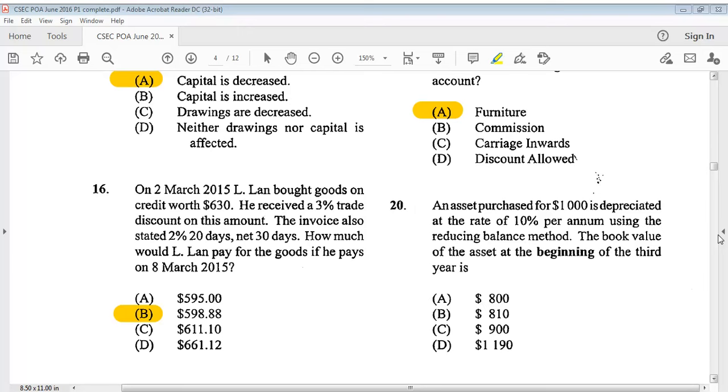Sorry, 10% of $1,000 is $100. And then we deduct that $100 from the $1,000. That will give us $900. So that's the first step. Now, the 2nd year, we're going to have to find 10% of that $900. And that would give us $90. And then we deduct that $90 from the $900, which would give us $810. So at the beginning of the 3rd year, that's your figure B. So there you have it.